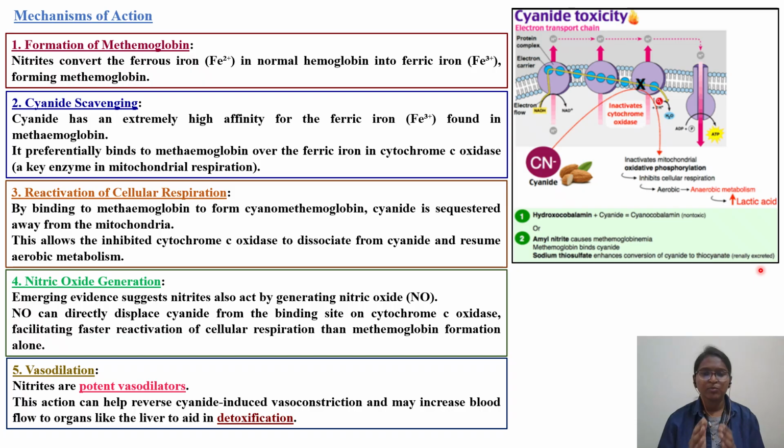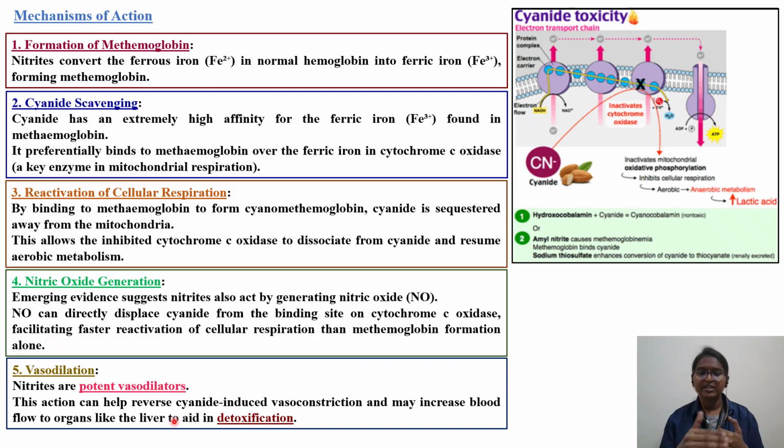And next, vasodilation. Nitrites are potent vasodilators. In cyanide poisoning, there is a vasoconstriction. By administration of these nitrites, they act as vasodilators. As a result, what will happen? It may increase blood flow to the organs, particularly the liver. And you have to understand that cyanide is ubiquitously present in the environment, in plant sources, and even in small quantities in our body. The liver and certain other organs have detoxification mechanisms that can handle smaller quantities.